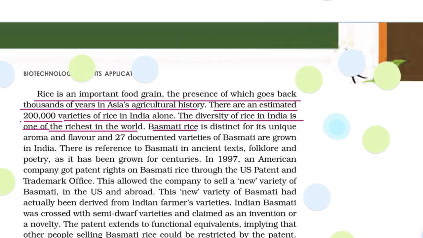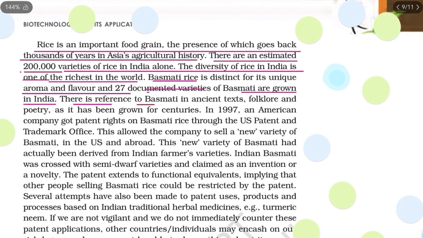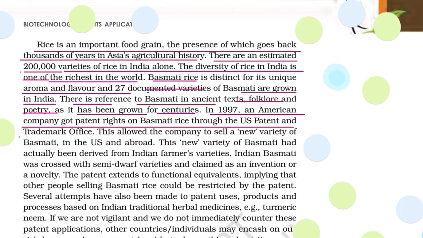Basmati rice is distinct for its unique aroma and flavor, and 27 documented varieties of basmati are grown in India. There is a reference to basmati in ancient text, folklore and poetry, as it has been grown for centuries. In 1997, an American company got patent rights on basmati rice from the US Patent and Trademark Office. This allowed the company to sell a new variety of basmati in the US and abroad.